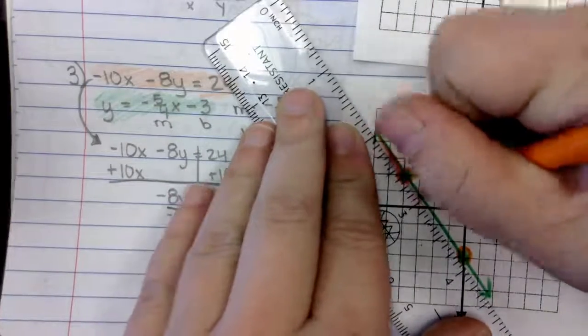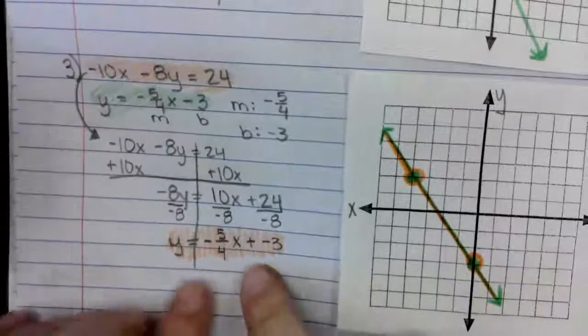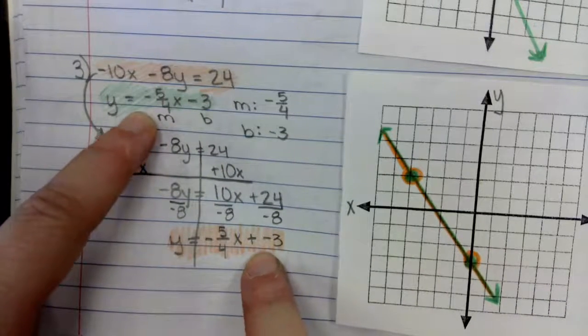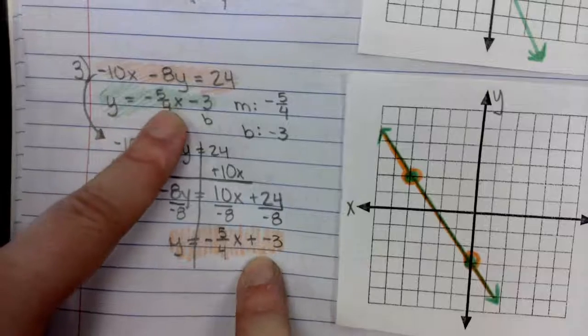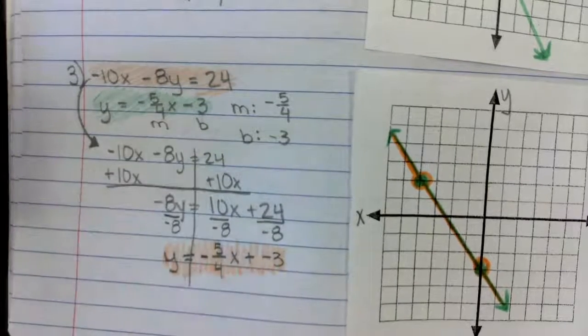So, are there any solutions to this? Yeah, they share ordered pairs. How many ordered pairs do they share? All of them. And it keeps going on forever and ever and always, so it's going to be infinite solutions.